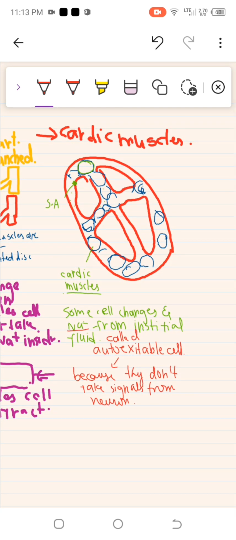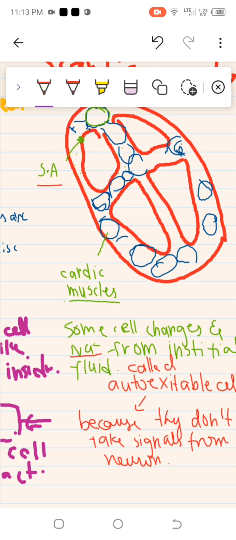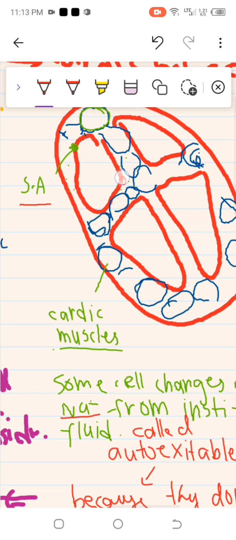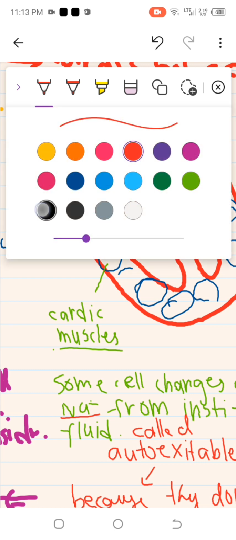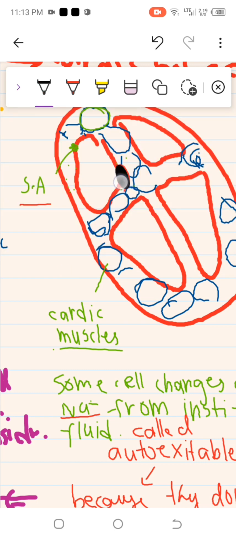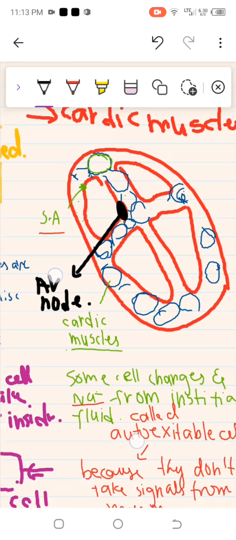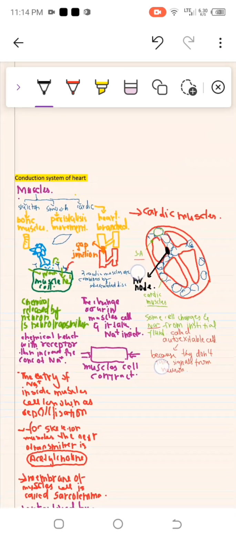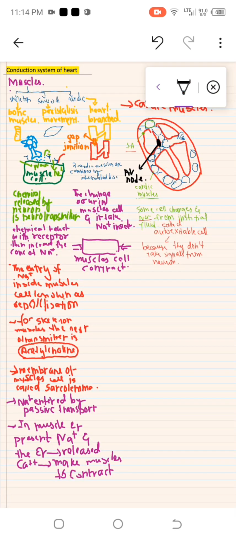Now the cells present on the upper part of the right atrium are the SA node, as I told you. Now at the lower part of the right atrium we have another thing. Let me mark it with another color so it will be very clear to you guys. Here we have the AV node, at the bottom of the right atrium. Remember this; we will discuss it in the next video. I hope it is clear to you guys. So bye bye.